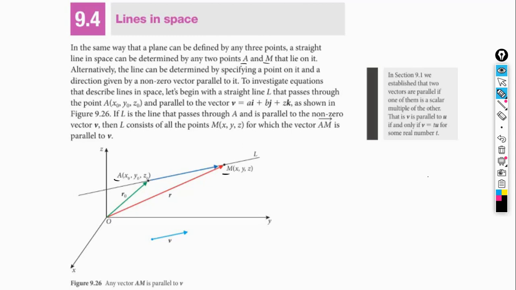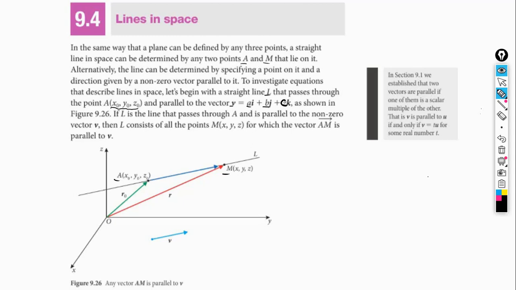Alternatively, the line can be determined by specifying a point on it and a direction given by a non-zero vector parallel to it. To investigate equations that describe lines in space, let's begin with a straight line L that passes through point A, which has coordinates x sub 0, y sub 0, and z sub 0, and is parallel to the vector v, which is equal to ai plus bj plus ck. This should be a c here, as shown in figure 9.26.